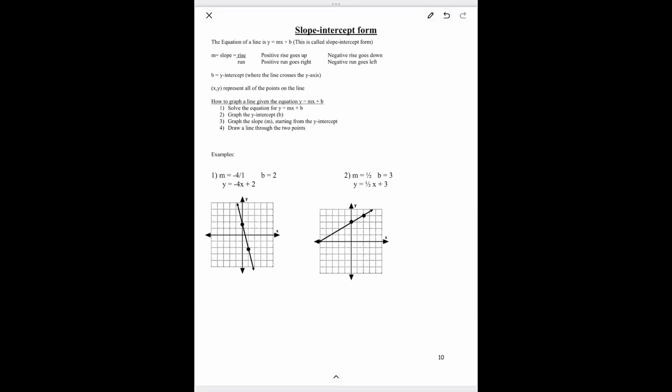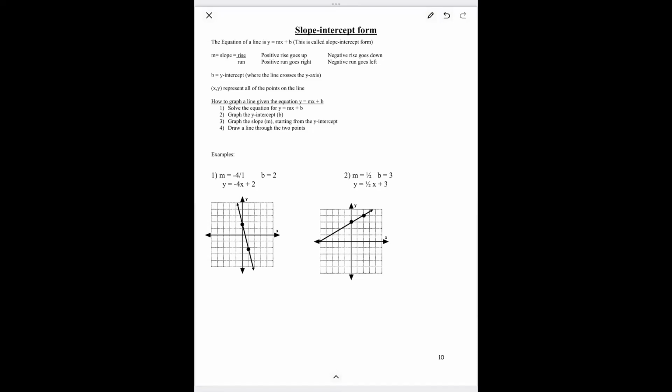This is page number 10. This is slope-intercept form, basically taking an equation that's in slope-intercept form and then graphing the line, or vice versa. If they give us a line, being able to come up with the slope and the y-intercept. So let's see, they've given us a couple examples.